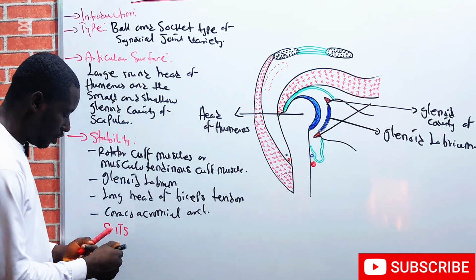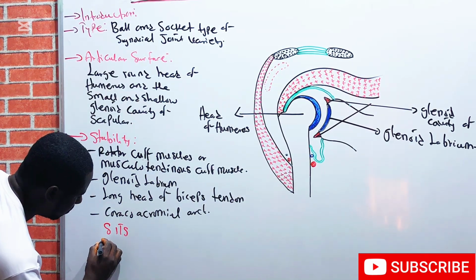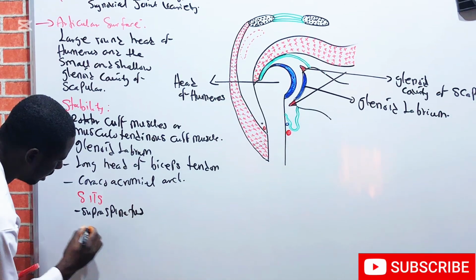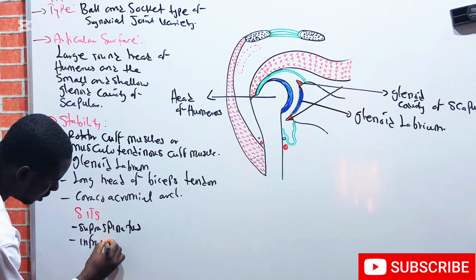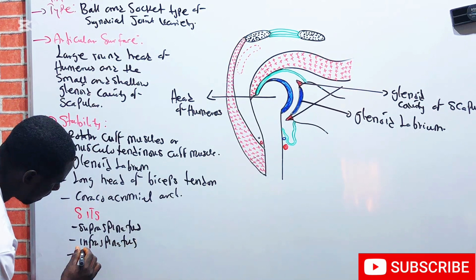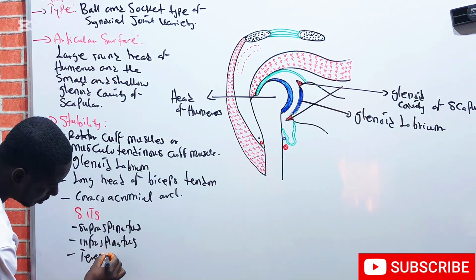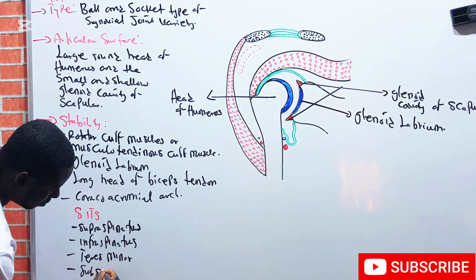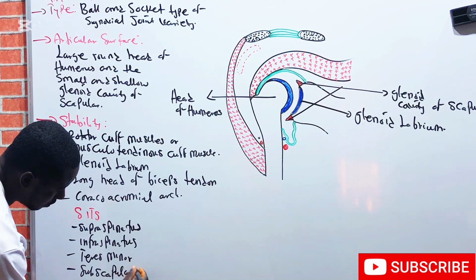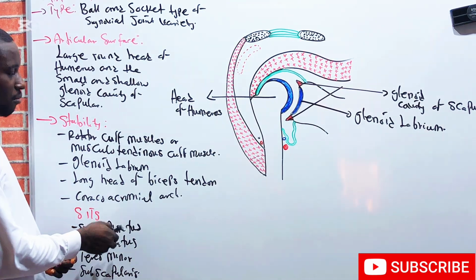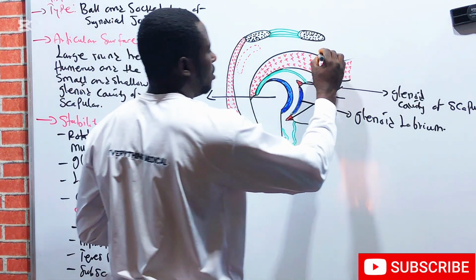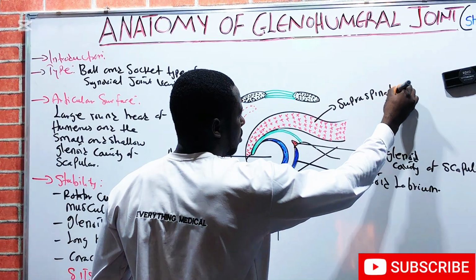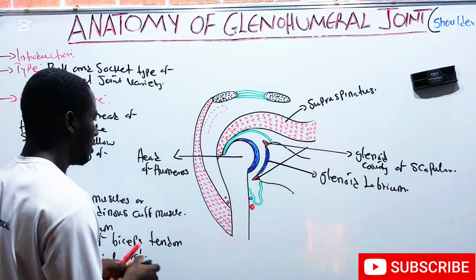So we have the subscapularis, the supraspinatus, infraspinatus, teres minor, and subscapularis. So these are the rotator cuff muscles. Here is the supraspinatus muscle.